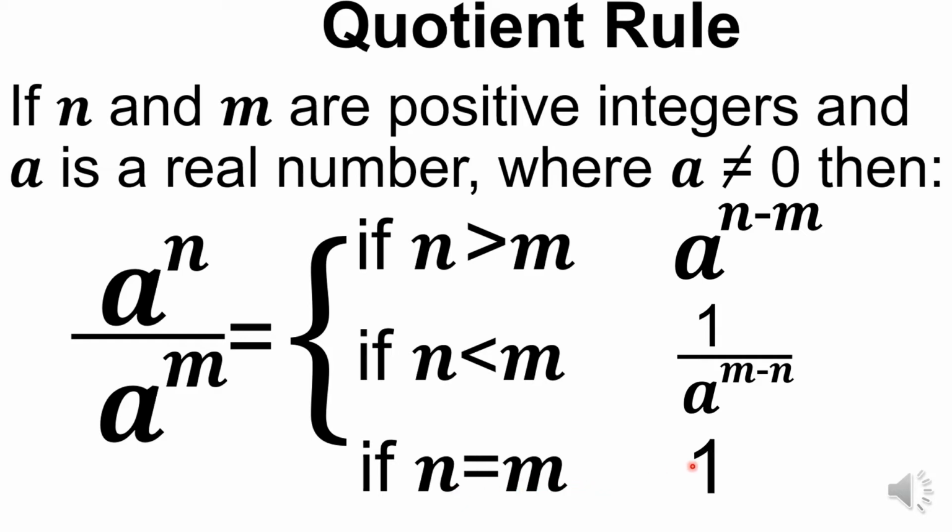So we got 1, because n here would be equal to m, and applying the first condition where n is equal to m, the exponent becomes 0, and any base raised to a power of 0 is equal to 1. That's why if we have this condition, n is equal to m, you have 1. Okay?